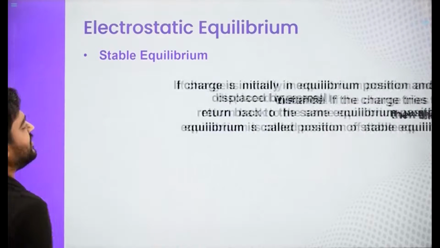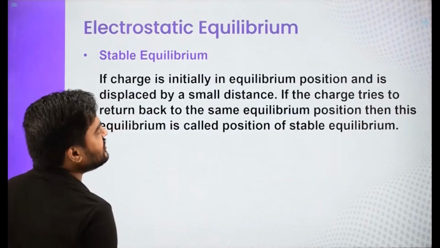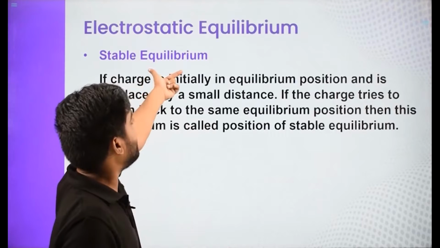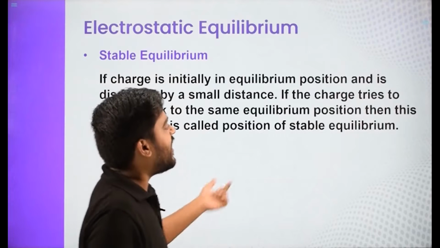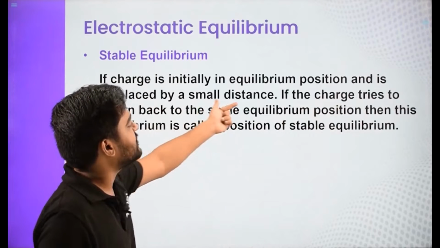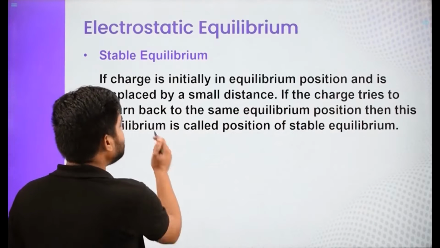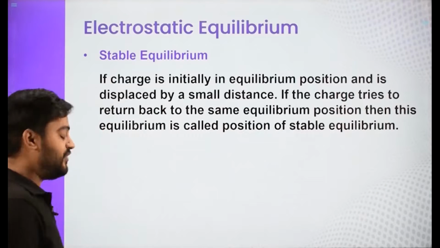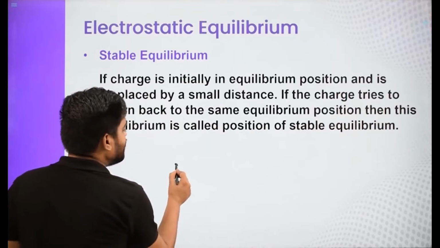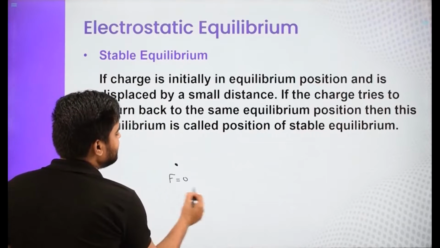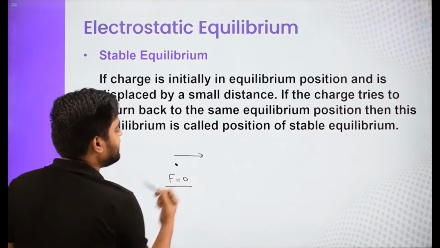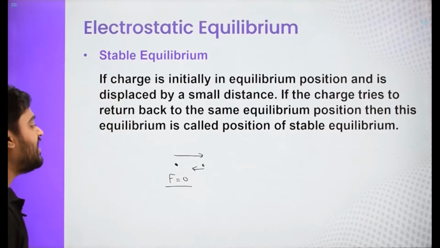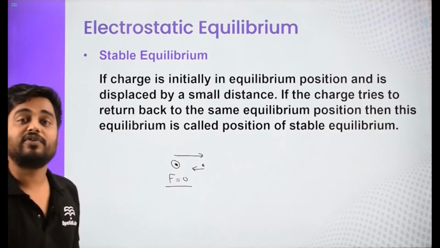So what is stable equilibrium? If the charge is initially in equilibrium position, so equilibrium is already there, and when it is displaced by a small distance, if the charge tries to return back to the same equilibrium position, then we call that equilibrium stable equilibrium. So if this is the position where the net force is zero, then this is the equilibrium position. When I displace it slightly and it tries to come back due to some force, then we will say this position is stable equilibrium.